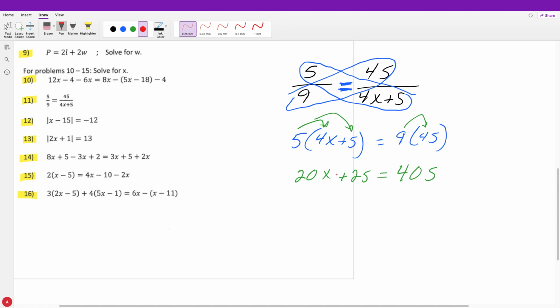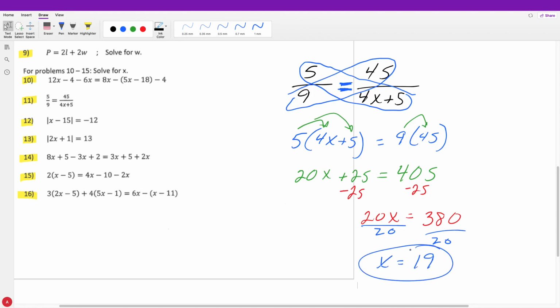And then from here, we need to solve. So we only have one variable, so we don't need to worry about isolating our variables. So I'm going to subtract the 25 from both sides. So 20x is then equal to 380. And then from here, I'm going to divide each side by 20. And x is then equal to, it goes into it 19 times. All right, so that would then be our final answer.